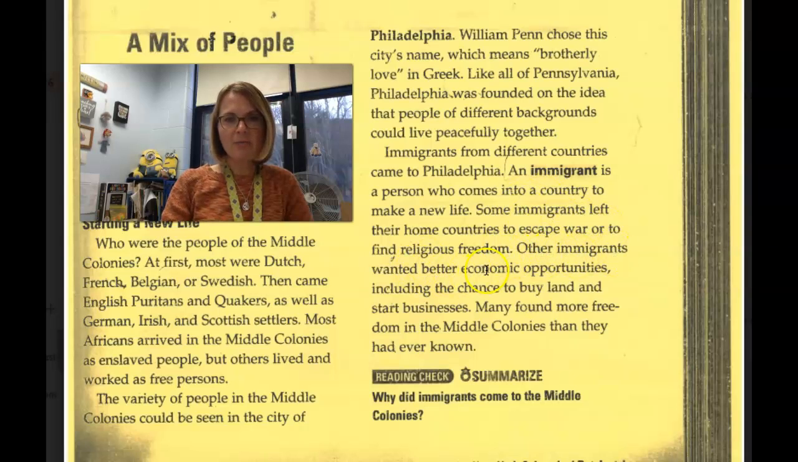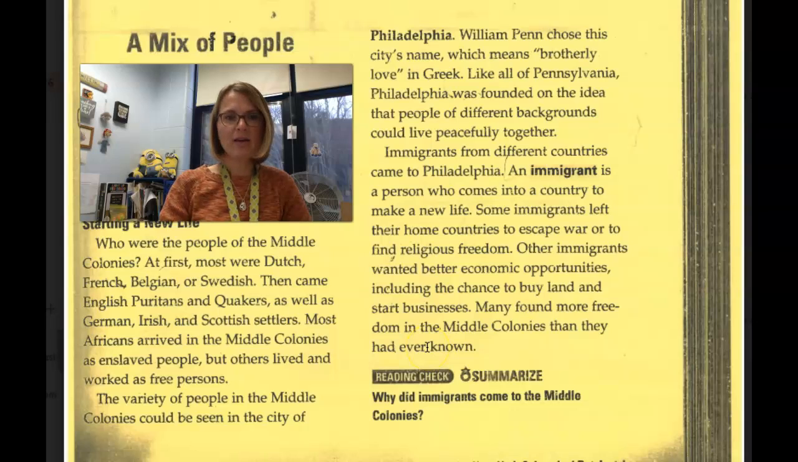Other immigrants wanted better economic opportunities, including the chance to buy land and start businesses. Oh, economic opportunities. I know that one too, because economy is part of our vocabulary, and that's how they make money. So some people were looking to make money. That sounds like the people in Jamestown. So it really is a mix of people. Many found more freedom in the middle colonies than they had ever known.